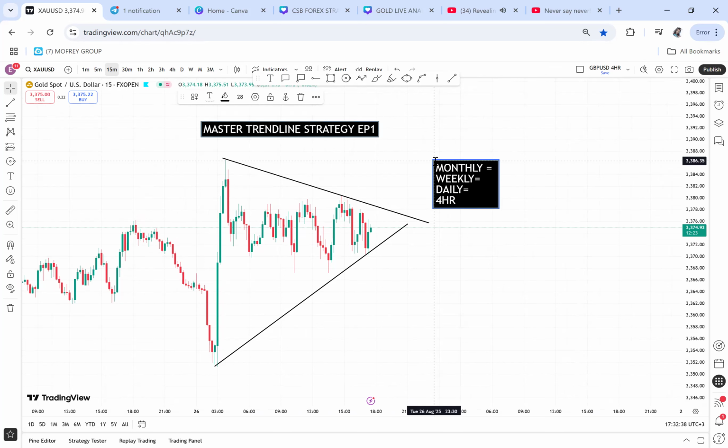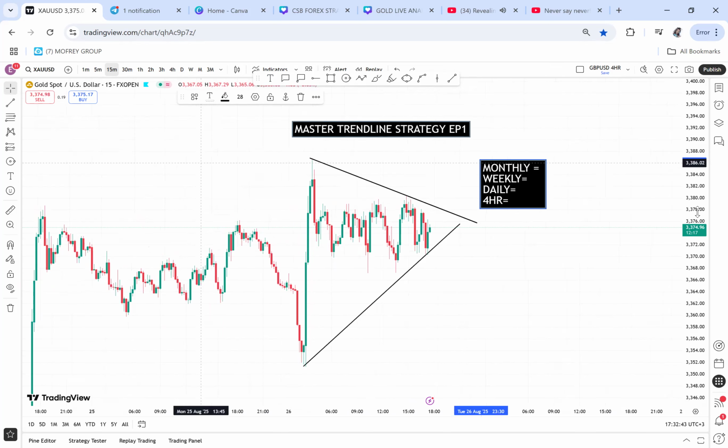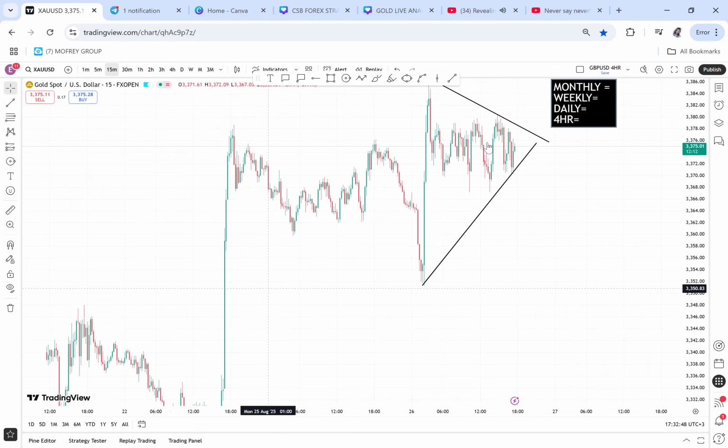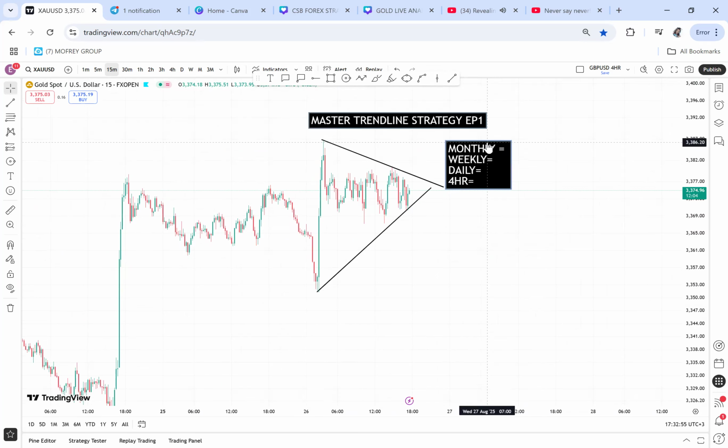So the rule here is always start with a monthly, because if you just go directly to 15 minutes, you'll never see a monthly trend line, which is a very, very strong trend line. So always go to higher time frame. One mistake that I see people do when they are doing trend line is they focus on lower time frame. They start their trend line on lower time frame, unlike the effective monthly or weekly or daily.